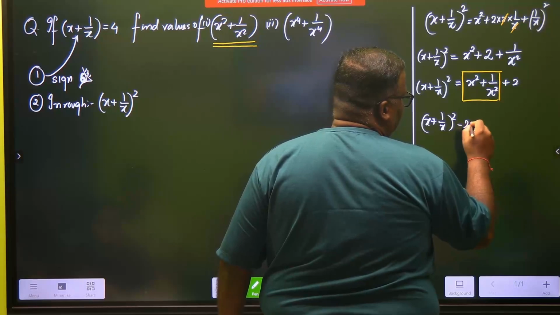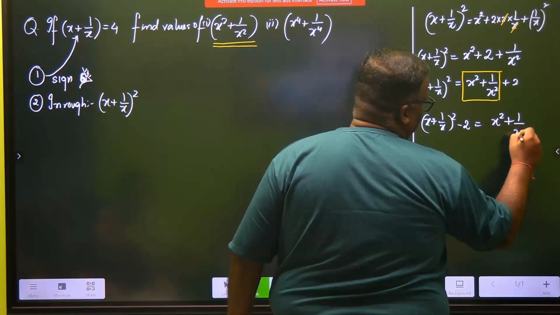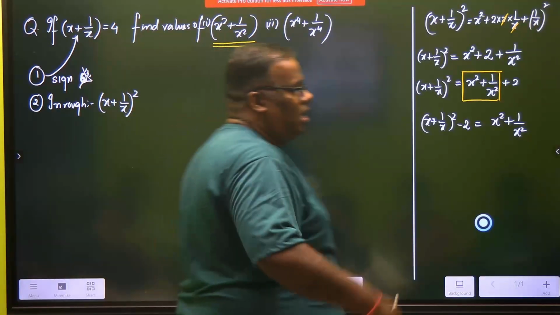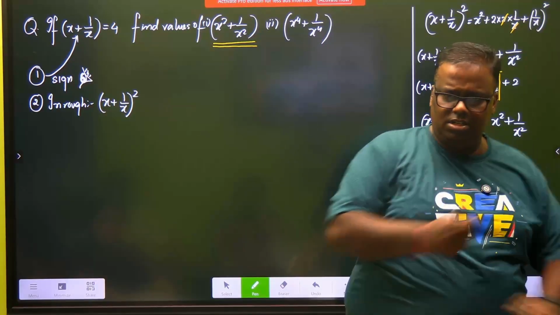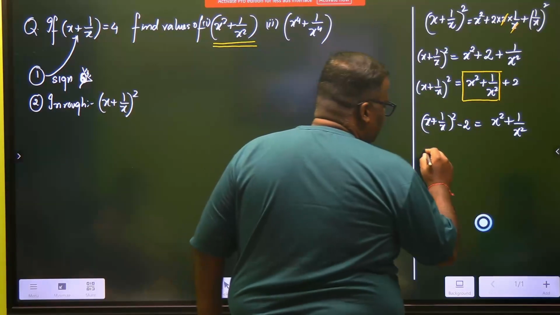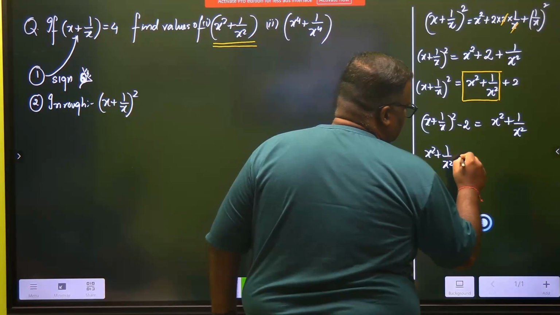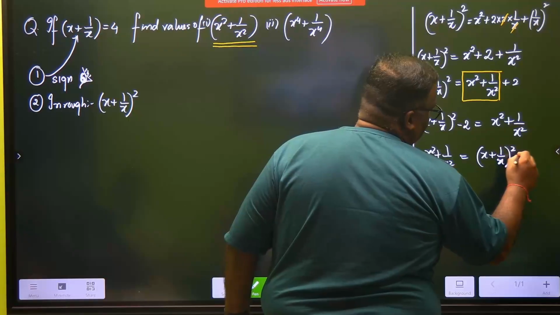When it comes to this side, what will it become? Minus 2. Now do I have grapes and oranges, what I was asked to bring, right? And I'm carrying them like this. My hand is hurting. So can I change my hands? Yes. So I'm writing x square plus 1 by x square is basically x plus 1 by x whole square minus 2.